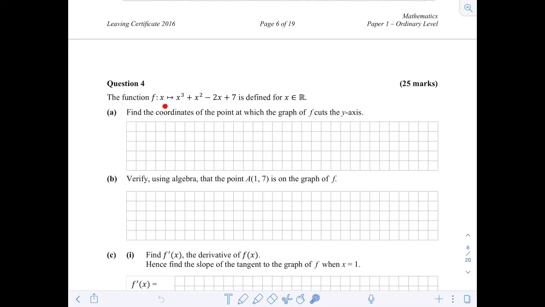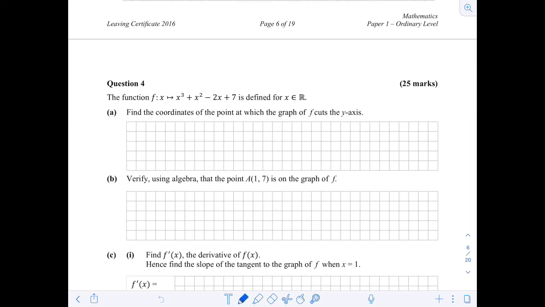The function f of x is x cubed plus x squared minus 2x plus 7, and it's defined for x in the given range. We don't really need any of this here. Basically, this is our function. That's kind of nice, okay? Find the coordinates of the point at which the graph of f cuts the y-axis.